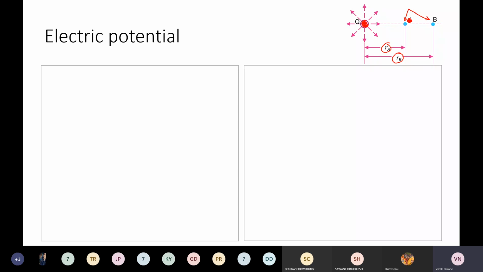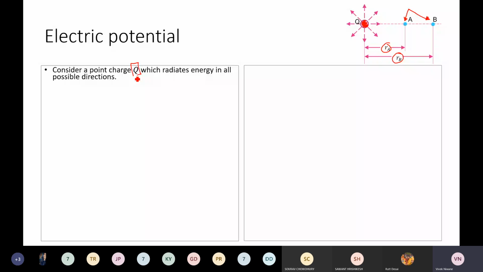Here the electric field intensity at point A will be something, and at point B we will have some amount of electric field intensity generated due to point charge Q. So we want to find the difference between the electric field intensity at point A and point B. We have lots of notations here, so please be attentive. Consider a point charge Q which radiates energy in all possible directions.